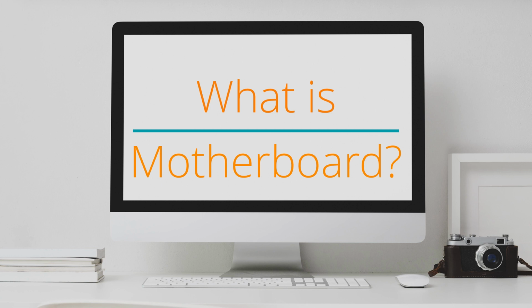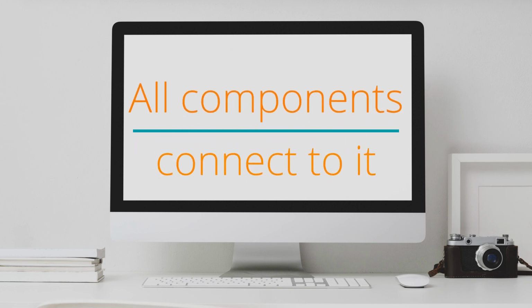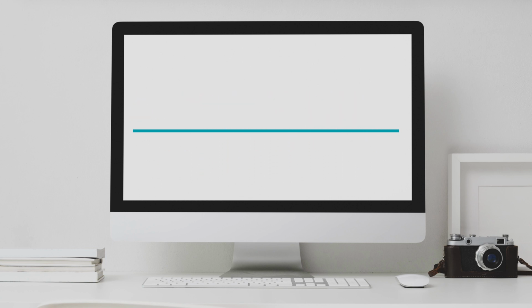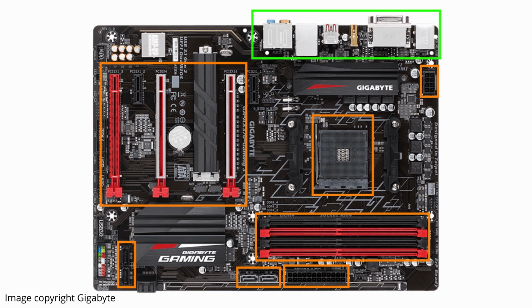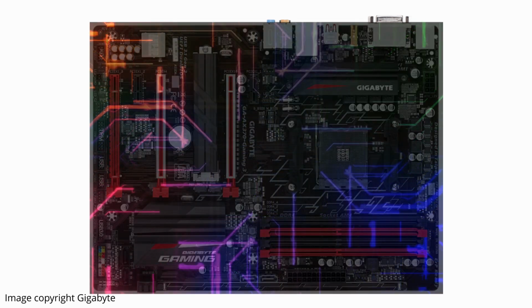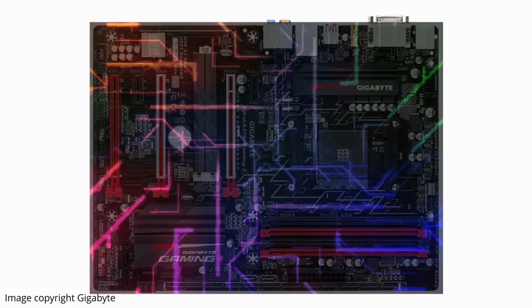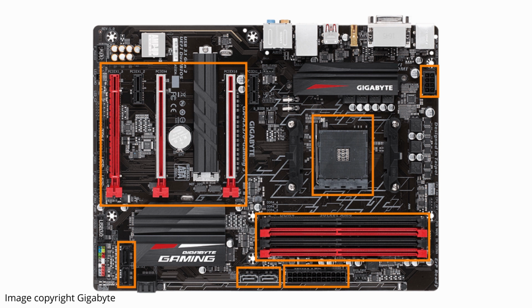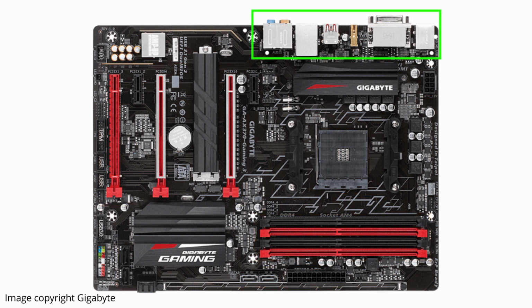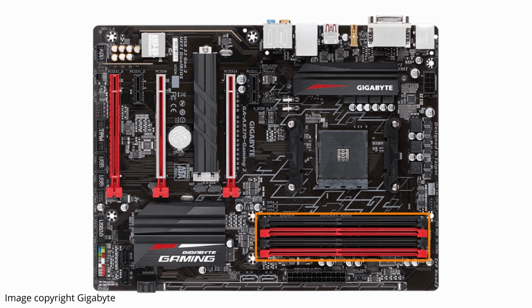First, motherboard. A motherboard is the component where all the other components connect to. It's a big circuit board with lots of ports. A circuit board is a board with lots and lots of very thin wires for connecting other devices together. A motherboard provides a port for connecting all internal components and external peripherals. It has a connector for connecting CPU, RAM, hard disk, and power supply.